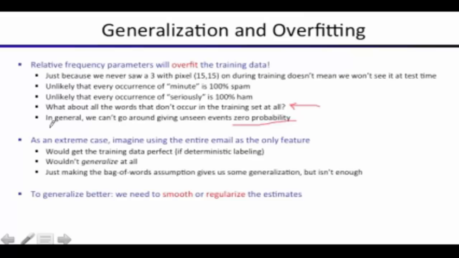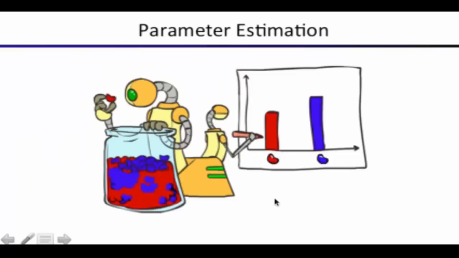And you can imagine, if we just had the entire email as the feature, then we wouldn't generalize at all, right? If we had these features, we could create a model that would predict the training set exactly correctly, because it could just remember for each email what its classification was. But when it gets a new email, it's going to be like, have I seen this before? No, I don't know anything, right? So to eliminate these 0 probabilities, we need to smooth, or regularize is the term. And so we'll see how to do this.